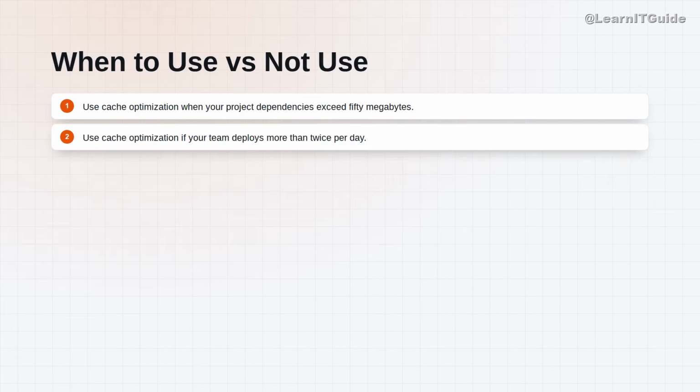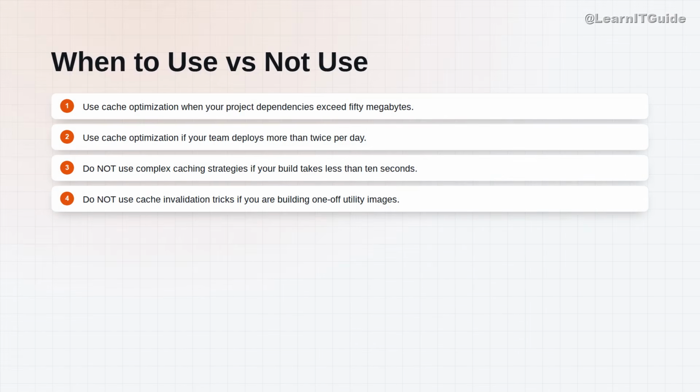So, when should you focus on this? If your dependencies are large, or if your team is deploying frequently, this is a must. If your build is already fast, say under 10 seconds, do not over-engineer it. Caching adds complexity to your Dockerfiles, so only use it when the time savings are genuinely necessary. Use these criteria to decide if this tool is right for your situation.